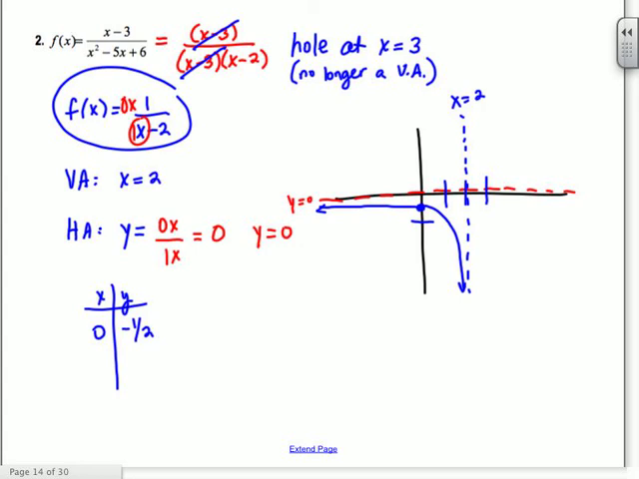Now I want to know a point on this other side. So let's say I plug in 4. If I plug in 4, I get 1 over 4 minus 2, so 1/2. So it's like right there. So this is going to come in along the vertical and then along the horizontal. And then your very last step is to remember that you have that hole at 3, which sometimes people will forget. Remember, at 3, you're going to have an open circle there. And that's what your graph would look like.